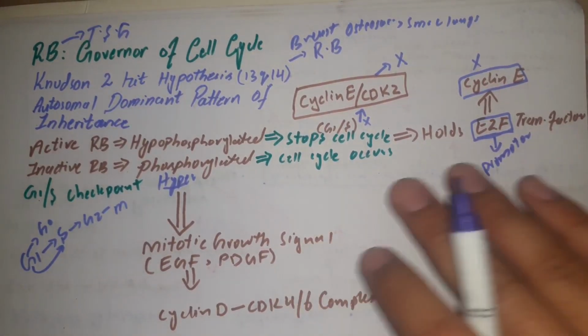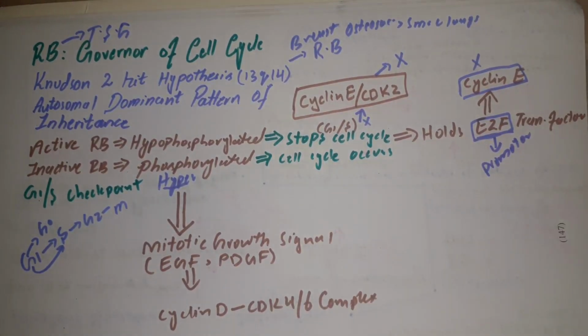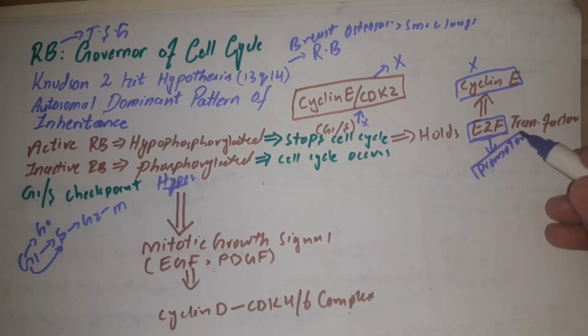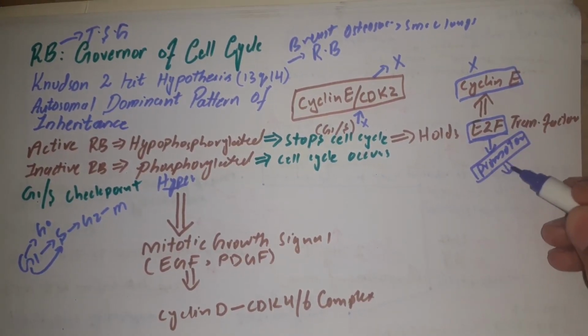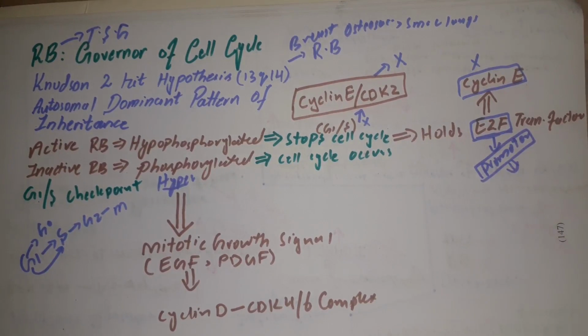So it is basically, on one side it is holding this transcription factor, and on the other side it is also making its promoter sequence on the DNA insensitive to the transcription factor. So when does it become activated and when does it become inactivated? It becomes inactive when there are growth signals, when there are growth signals which want the cell to divide.